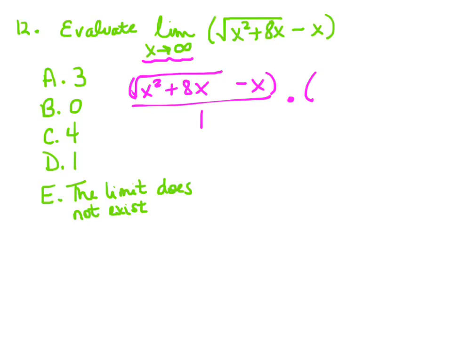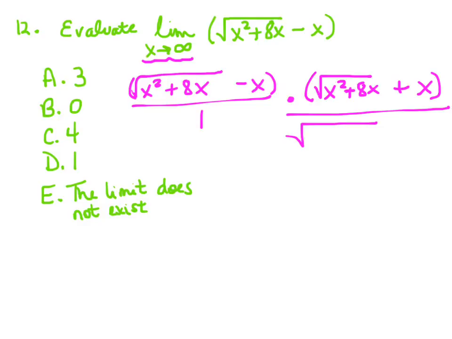So I'm going to multiply by the square root of x squared plus 8x, but instead of minus x, I'm going to do plus x. What I'm doing here by choosing that expression to multiply by is that I'm creating a difference of two squares scenario, and that's going to help me get rid of this radical. But if I multiply by this on the top, I have to do the same thing in the denominator. And so now I'm just multiplying by 1. I'm not changing the value of what I have. I'm just changing the way it looks.